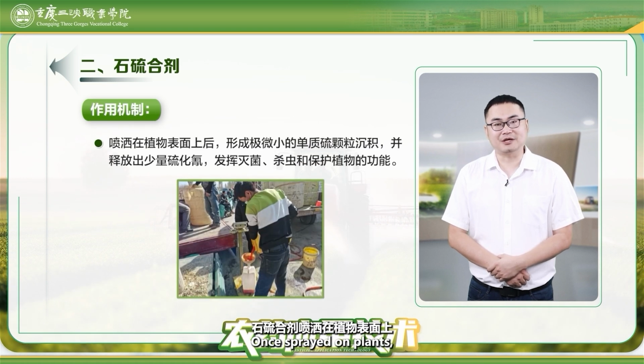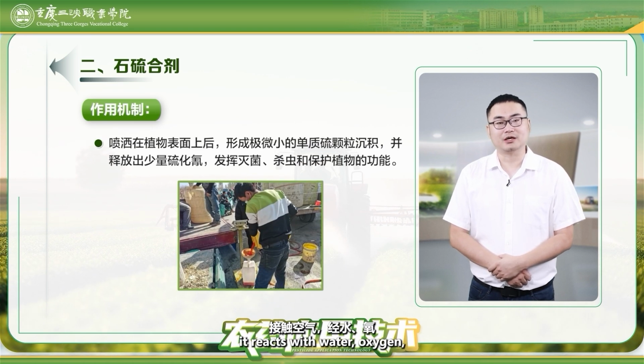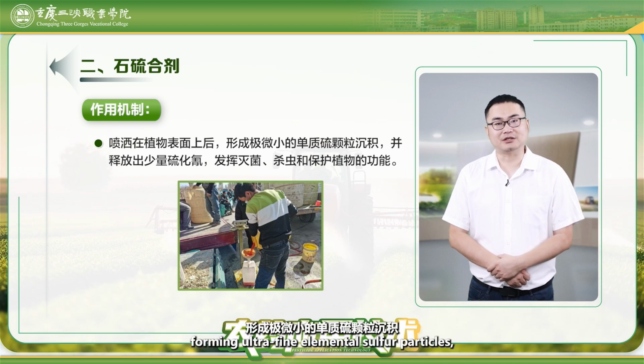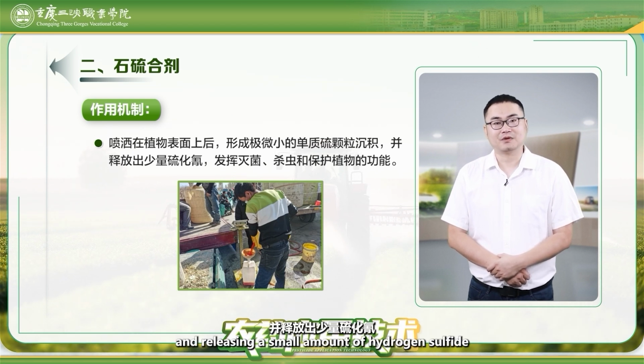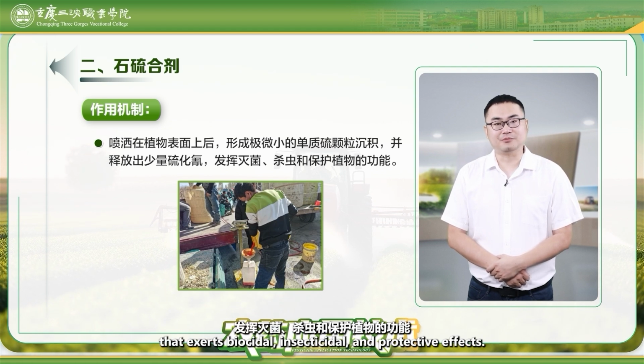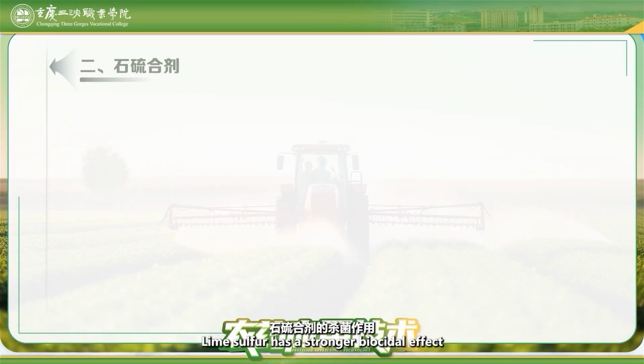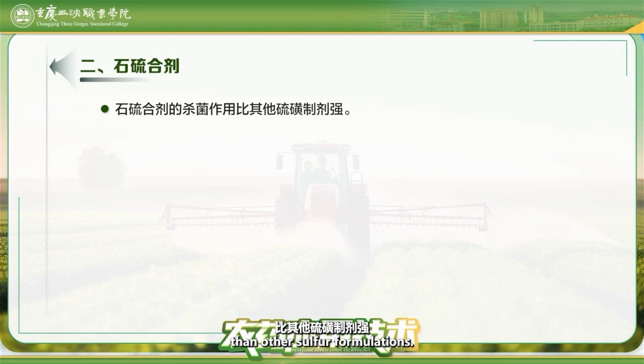Once sprayed on plants, it reacts with water, oxygen, and carbon dioxide in the air, forming ultrafine elemental sulfur particles and releasing a small amount of hydrogen sulfide that exerts biocidal, insecticidal, and protective effects. Lime sulfur has a stronger biocidal effect than other sulfur formulations.